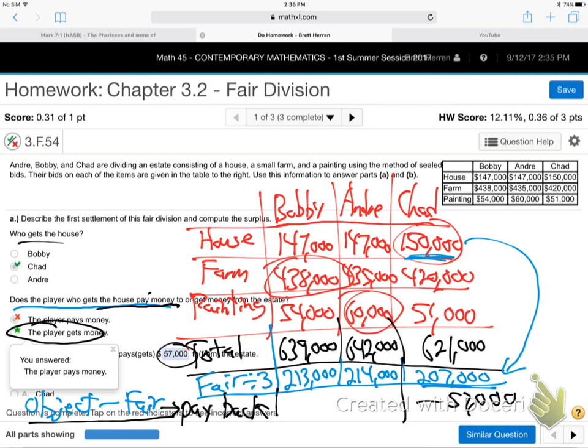Okay, we have another minute. Let's do one more minute. Next, they'll say, does the person who got the farm pay money or get money? How much? Does the person who got the painting pay money or get money? How much? So let's just do that real quick.